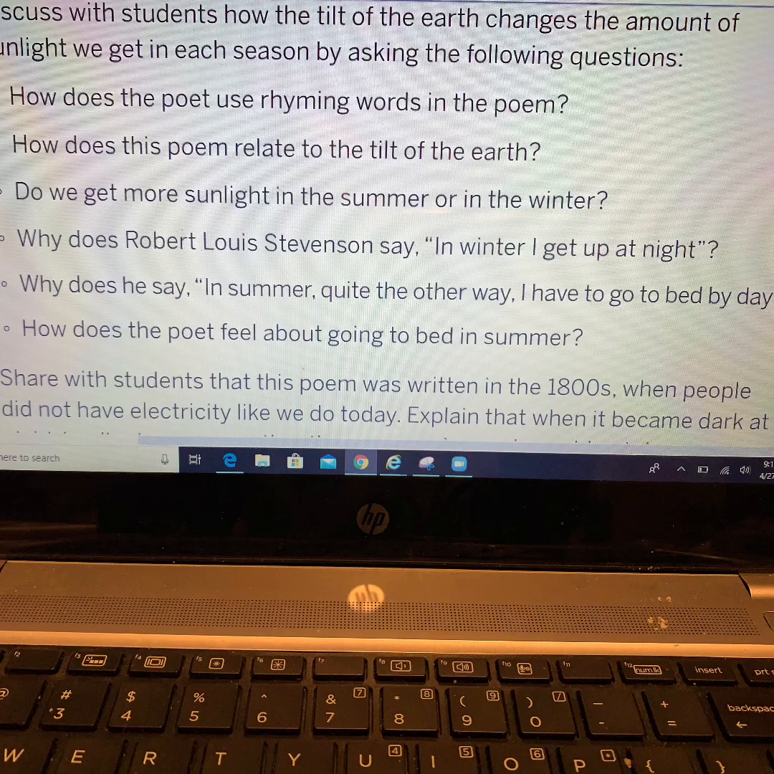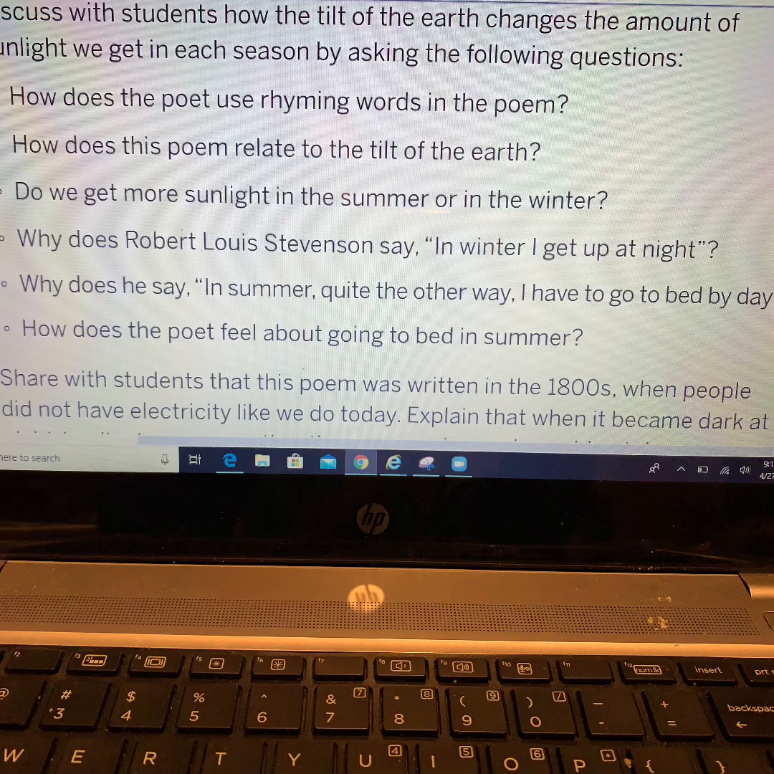Now, in your notebook or in a Google Doc, I would like you to answer these questions. How does the poet use rhyming words in the poem? How does this poem relate to the tilt of the Earth? Do we get more sunlight in the summer or in the winter? Why does Robert Louis Stevenson say, in winter I get up at night? Why does he say, in summer quite the other way, I have to go to bed by day? How does the poet feel about going to bed in summer?